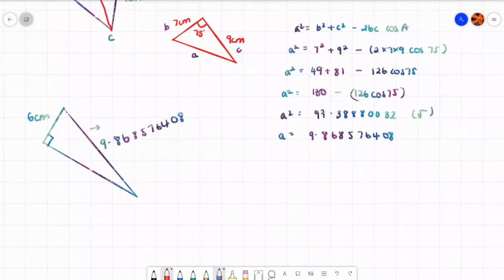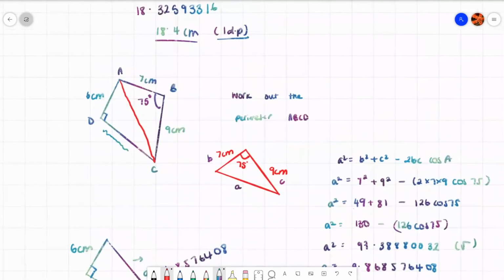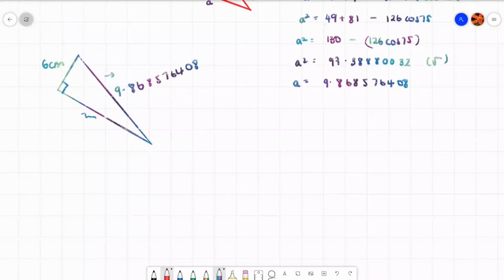Well, what can we do now? Sometimes you don't have to use the sine rule and the cosine rule together. You might be able to use something else to do with triangles. In this situation, I've got a right angle triangle and I've got 2 sides. And I want to know the bottom side, because once I know the bottom side, which is this side here, I can add everything up to work out the perimeter, which is what I want. So I can use Pythagoras.